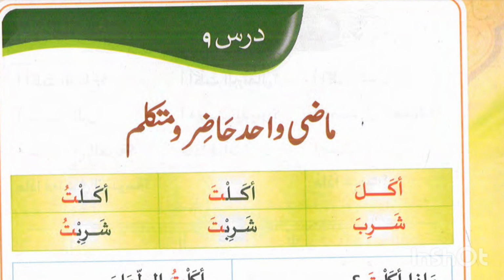So inshallah in this video we are going to learn Minhajul Arabiya second part, the lesson number 9. So in this class we are going to translate second person as well as first person past tense sentences. First of all, we will translate Arabic sentences in English language. After that, Urdu sentences we are going to translate in English language. Let's start.